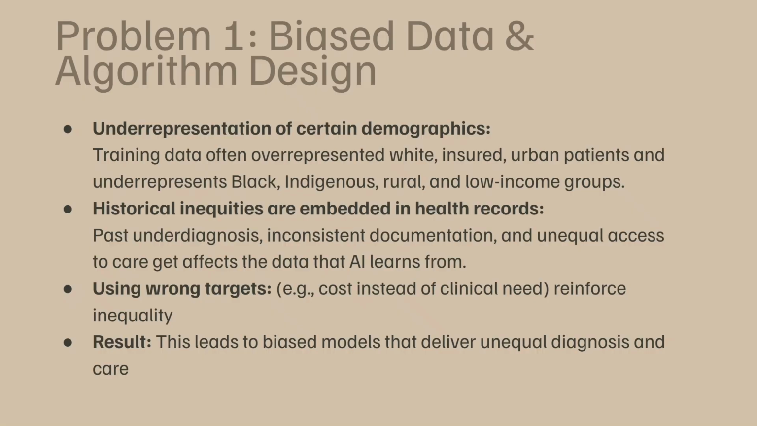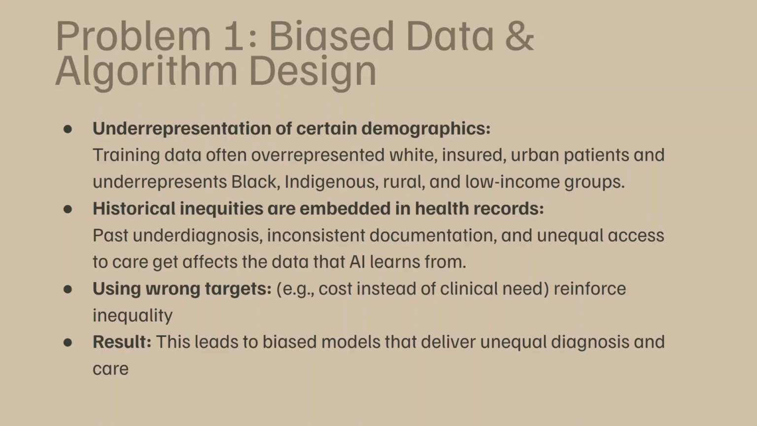We can divide this problem in two main problems. Problem one is biased data and algorithm design. What's happening is that the data that's mainly available overrepresents certain groups like white, insured, urban patients and underrepresents minorities such as Black, Indigenous, rural, and low income groups. Also, historical inequities are embedded in these health records.